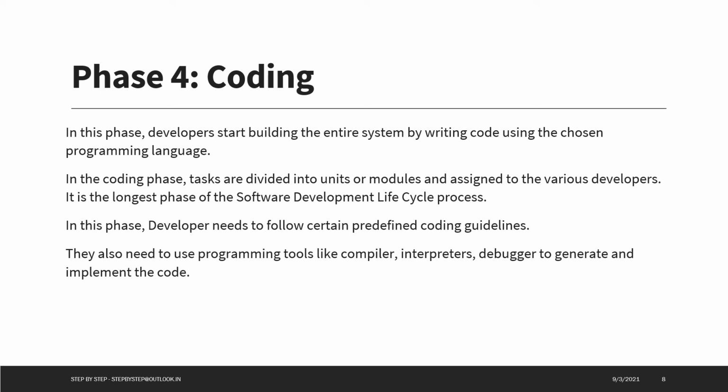In the coding phase, tasks are divided into units or modules and assigned to various developers. So the coding phase will start in an incremental way, because the module will be broken into different tasks, and the tasks will be given to different developers, so that they can complete the tasks and integrate with each other to form one module. It is the longest phase of the software development lifecycle process.